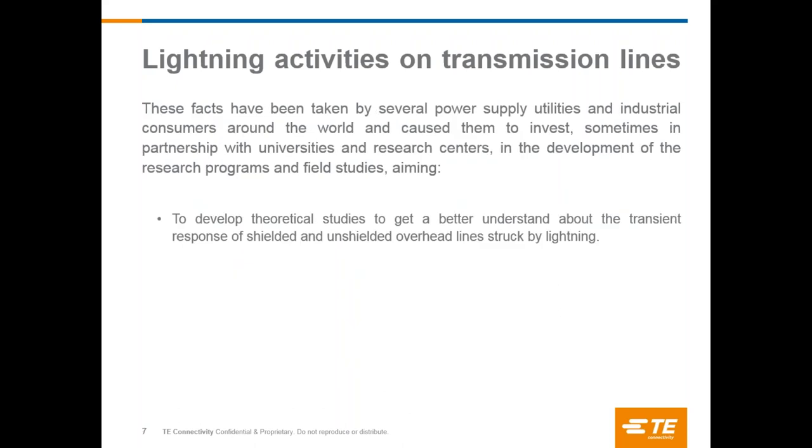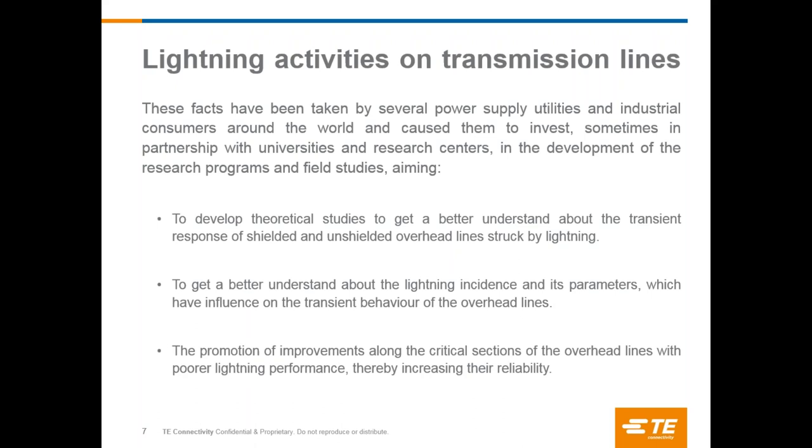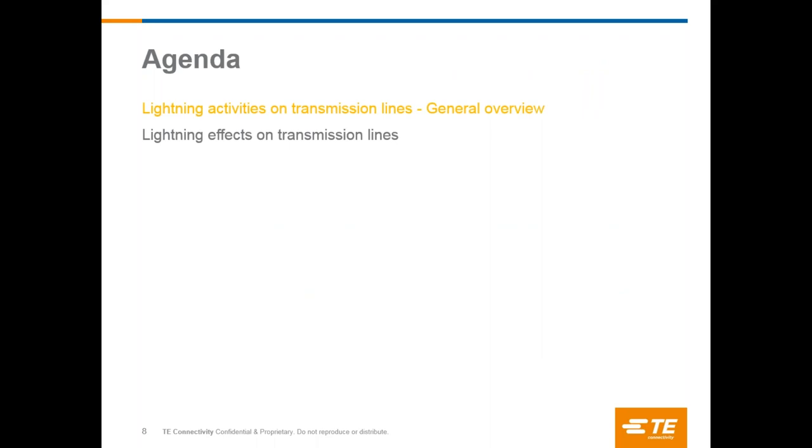These facts have been taken up by several power supply utilities and industrial consumers around the world and caused them to invest, sometimes in partnership with universities and research centers, in the development of research programs and field studies, aiming basically to develop theoretical studies to get a better understanding of the transient response of shielded and unshielded overhead lines struck by lightning, to get a better understanding of the lightning incidence and its parameters which influence the transient behavior of the overhead lines, and to promote improvement along the critical sections of the overhead lines with poorer lightning performance, thereby increasing their reliability.